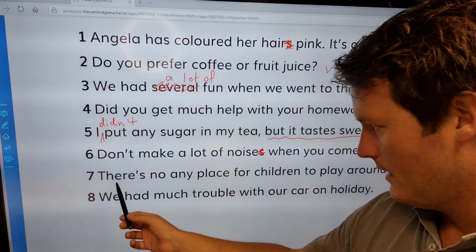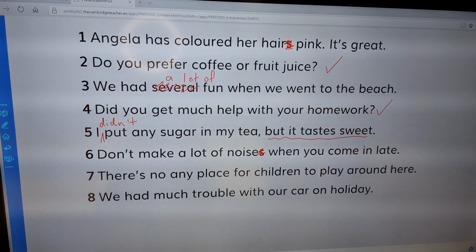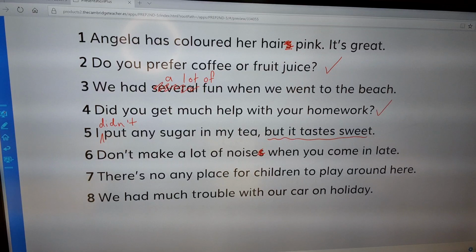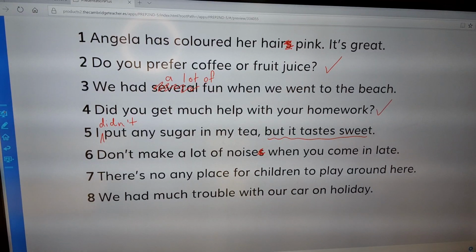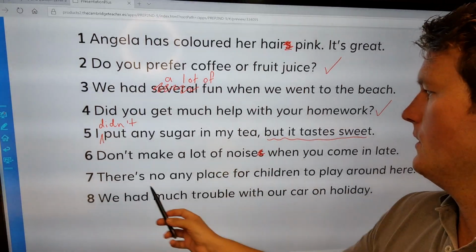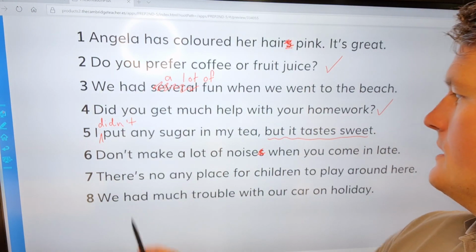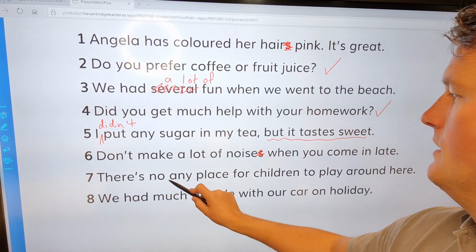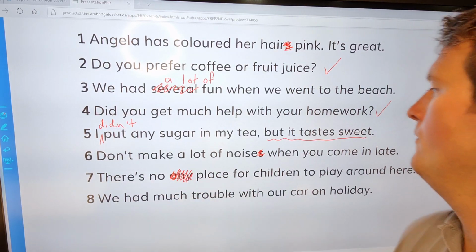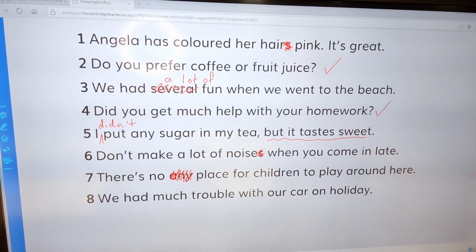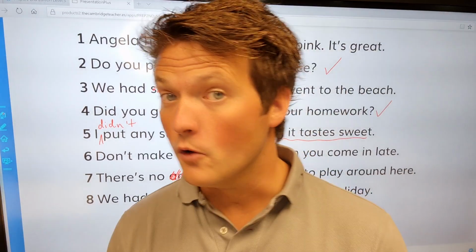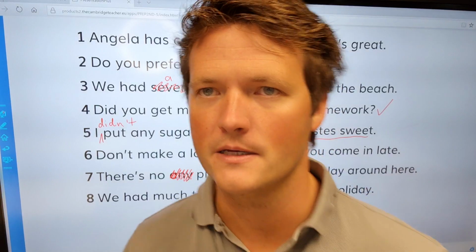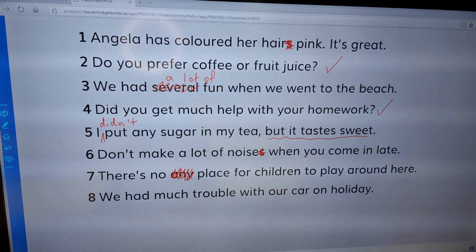Okay, number 7. There is any place for children to play around here. I think you can't say no any. You could say there isn't any or there is no place. I think the easiest thing to do here would just be to remove the word any. There is no place, or there isn't any place for children to play around here.